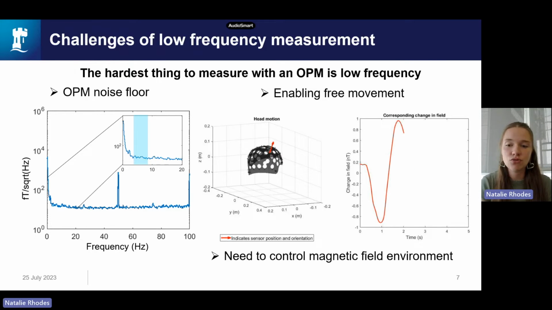And so therefore, we have to control our magnetic field environment. We have to keep a very low magnetic field environment to allow these movements without losing those brain signals. And so we use active magnetic field nulling, and we use a magnetically shielded environment to be able to suppress the magnetic fields from Earth's magnetic field down to the nanotesla and even picotesla level.